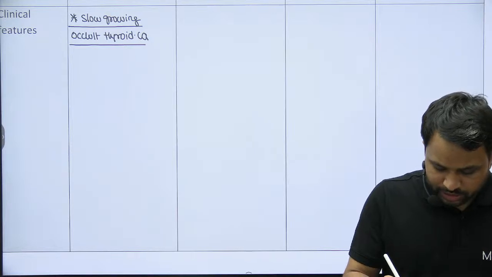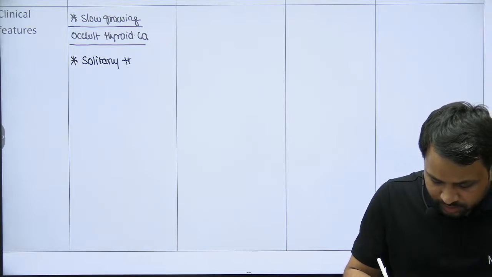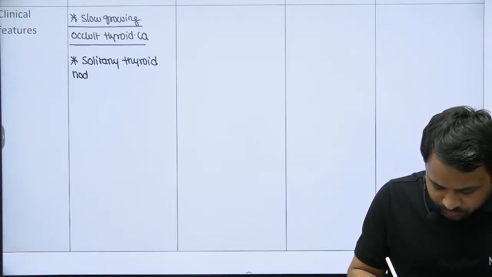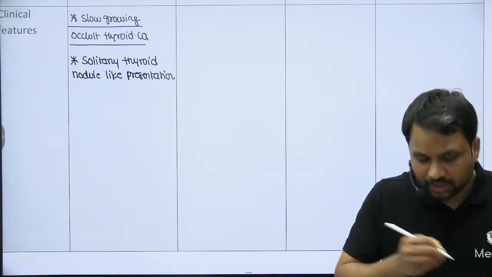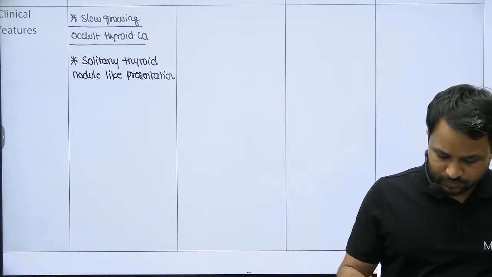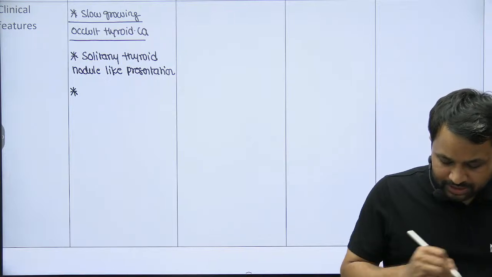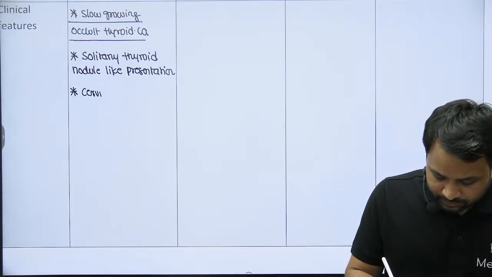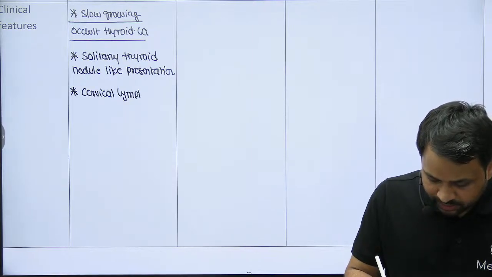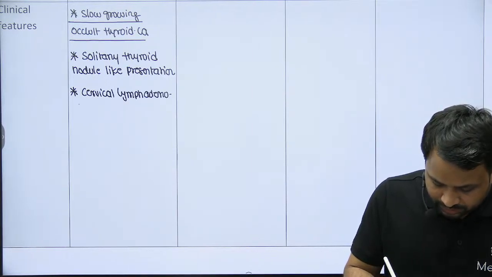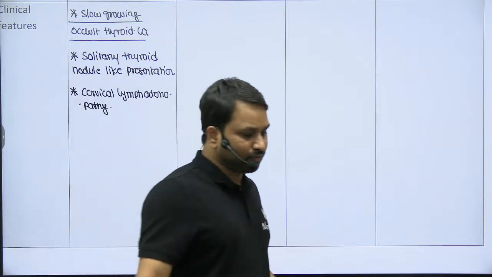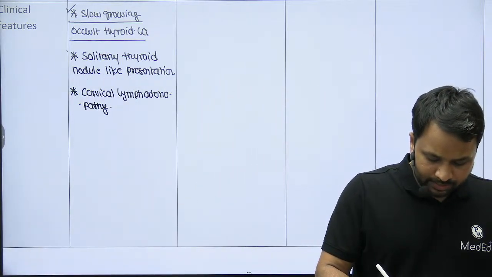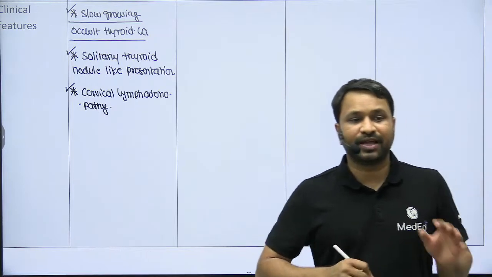Now these slow growing lesions will present to you as a solitary thyroid nodule like presentation. Along with the solitary thyroid nodule like presentation, they can also present with cervical lymphadenopathy, that means enlarged lymph nodes. So these can be slow growing, they can present like a solitary thyroid nodule, and they have cervical lymphadenopathy as well.